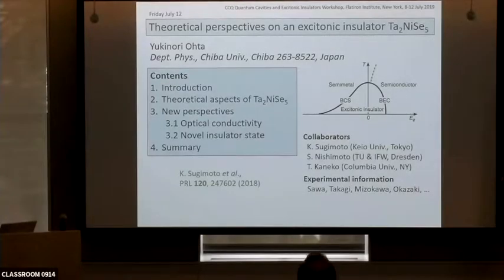But anyway, my name is Yukinori Ohta from Chiba University, Japan, and the title of my talk is "Theoretical Perspective on Excitonic Insulator Ta2NiSe5."